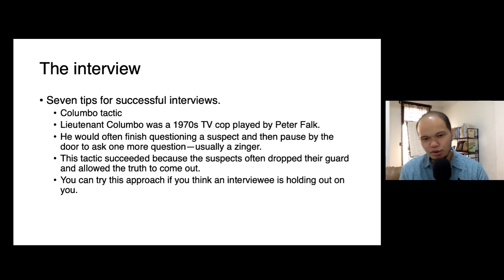This tactic is good because the suspects, in the case of the TV show, feel that their guard is already down. They think, okay, the interview's done, I can get away already. Then all of a sudden, boom, you caught them off guard. They're forced to answer a question that they didn't expect would be asked of them. But you can try this approach if you think the interviewee is actively holding out on you, that they're not really helpful or cooperative in sharing information with you.